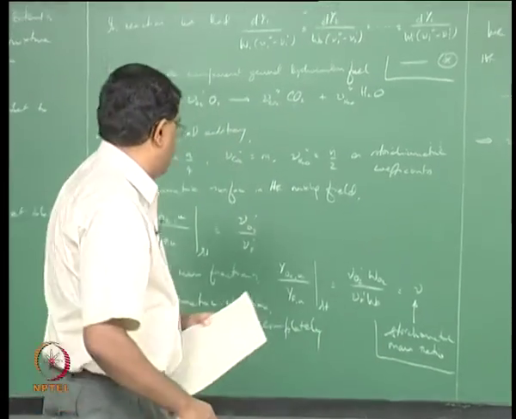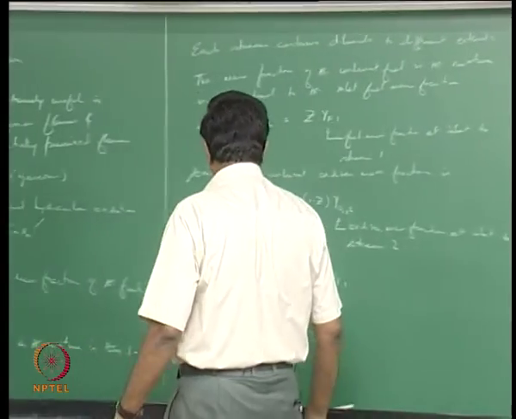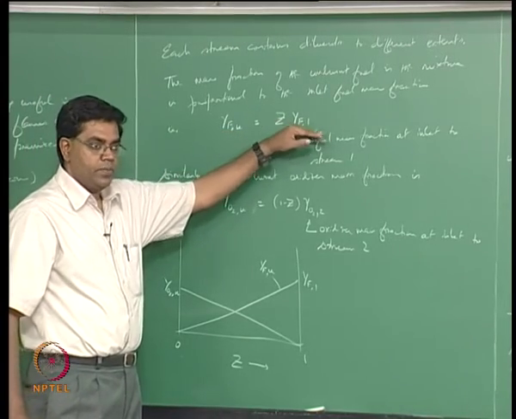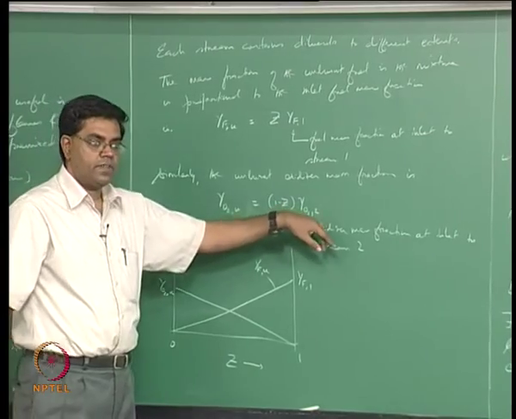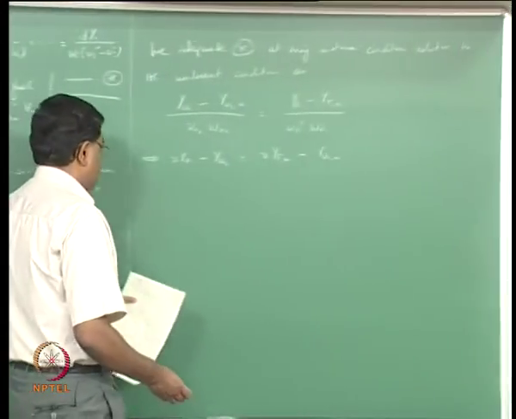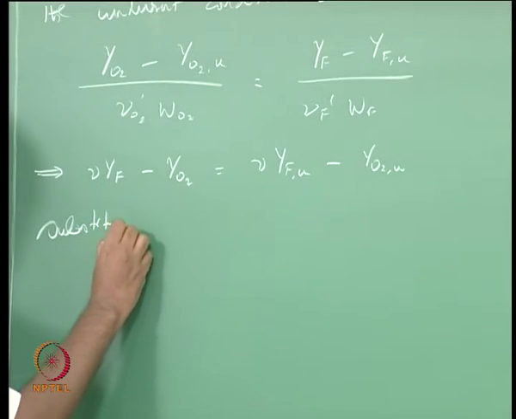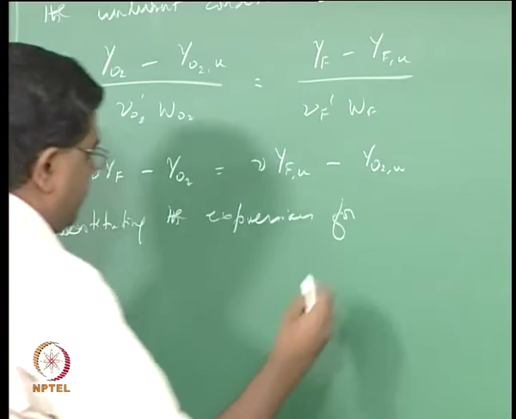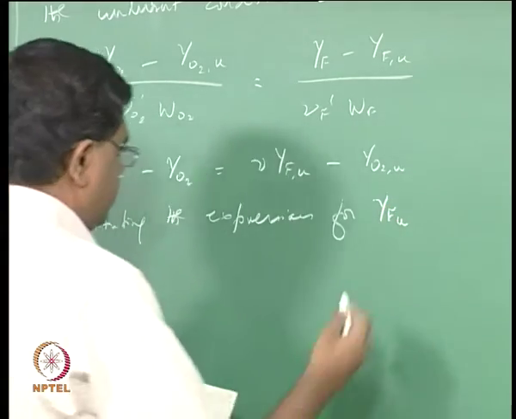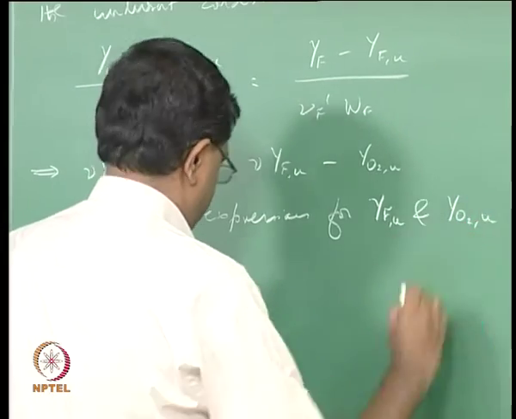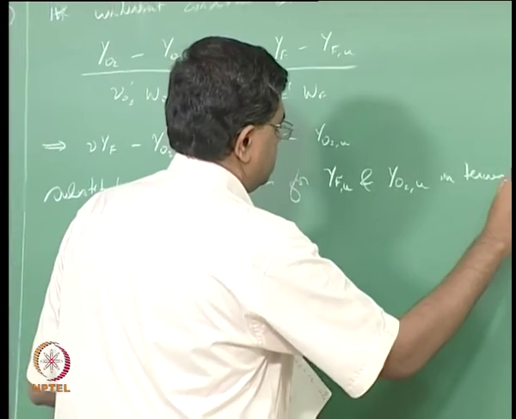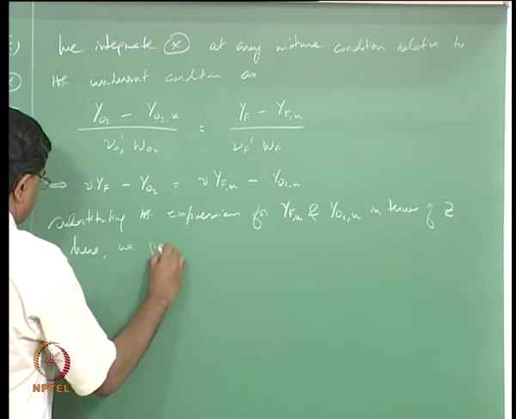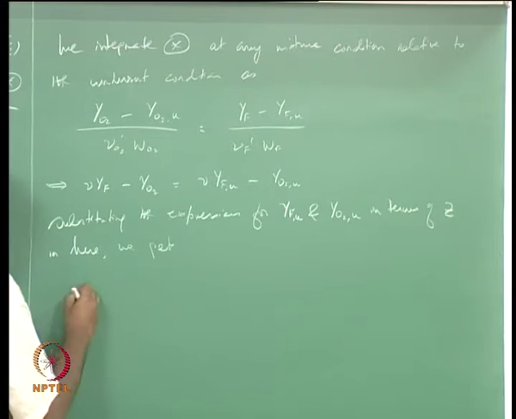So what you can then do is we are interested in writing everything in terms of the mixture fraction. So we had the YFU in terms of mixture fraction and the inlet mass fraction. So here YO2U in terms of mixture fraction and the inlet mass fraction of the oxidizer. So substituting the expressions for YFU and YO2U in terms of Z in here, we get, and then of course rearrange.